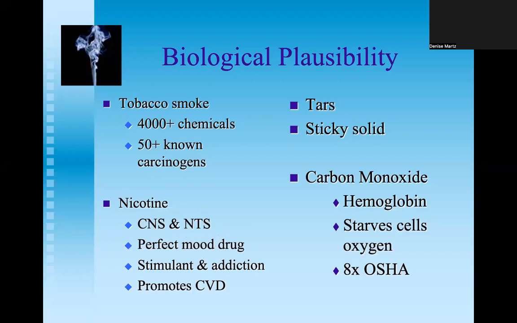Nicotine is a central nervous system stimulant and it's going to affect the neurotransmitter substances very quickly in the brain in a way that feels good in the brain. It's also the perfect mood drug. Cigarette smokers oftentimes don't even know that they're doing this, but by the way that they puff, they can bring themselves up or they can bring themselves down by their puffing behavior.